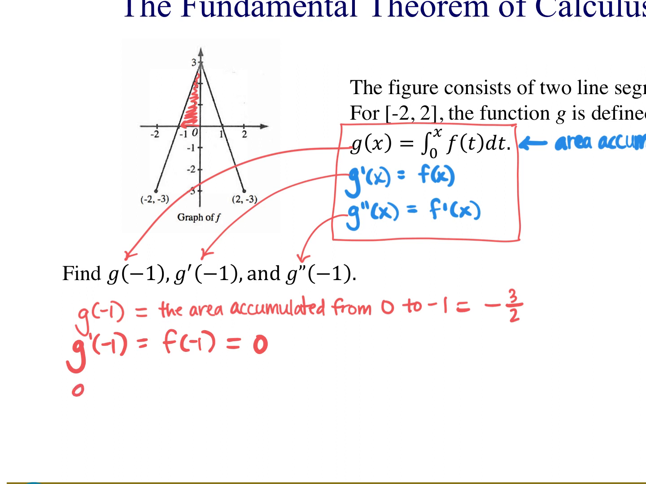And then g double prime of -1. Our little box tells us that g double prime of -1 is going to be answered equivalent to what? F prime of -1. And what does f prime of -1 mean if the graph is f? The slope. And what's the slope slicing through -1? Up 3 over 1. So the answer is like that.